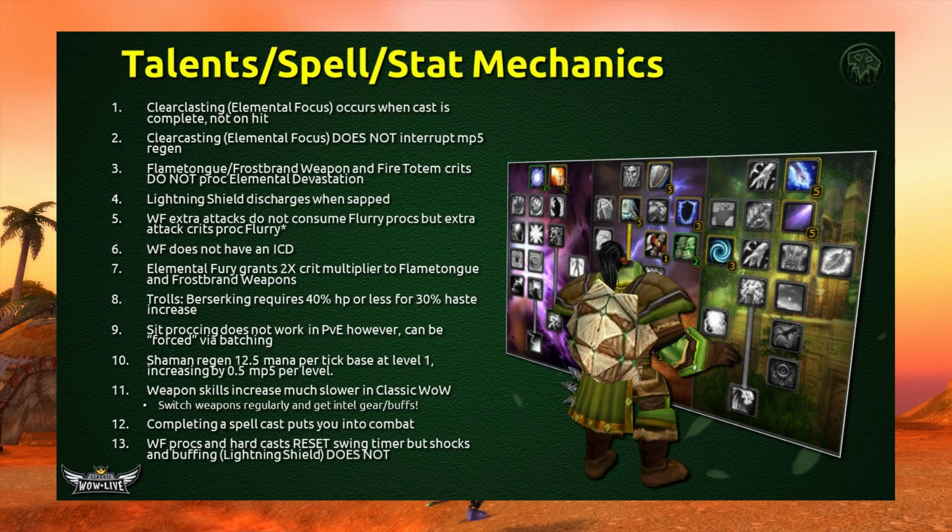Shaman will regen 12.5 mana per tick at level 1, and this rate will increase by 0.5 mana per 5 every level. So just keep that in mind. Whenever you gain a level, you get another 0.5 MP5 base. Weapon skills increase much slower in Classic WoW compared to private servers. When you're leveling as a shaman, if you're using a one-hander and a shield sometimes and a two-hander other times, I highly recommend swapping weapons back and forth, making sure your weapon skills stay up, and using intellect buffs or gear to make this more efficient. It takes a lot more time to get weapon skills in Classic WoW.